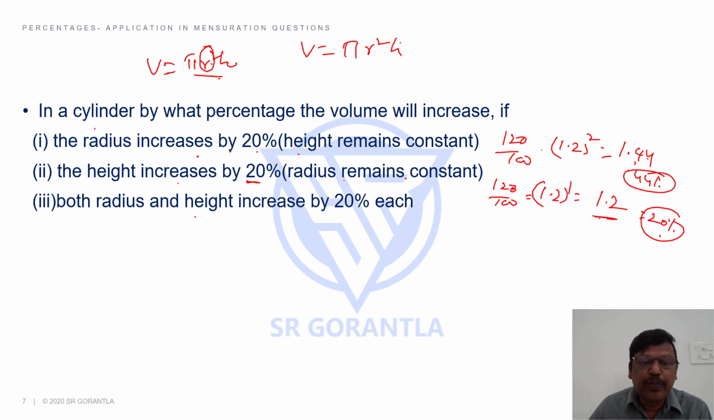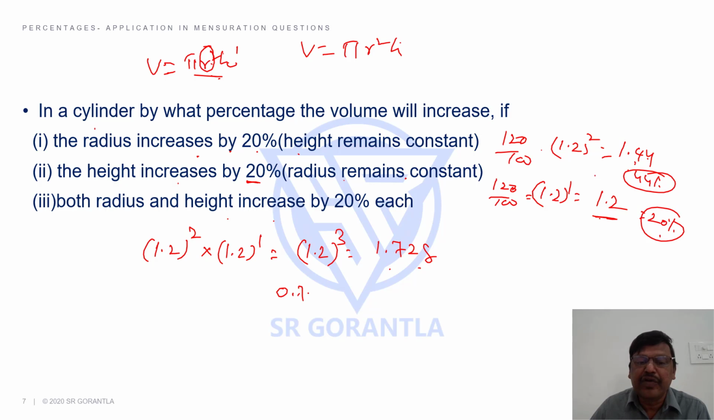And finally, if both radius and height increase by 20%, look at this. Radius increases by 20%, it is 1.2 times of the old radius. Power is 2, so 1.2 square. Height increases by 20%, it's 1.2, but power of height is only 1 here, so I'll write 1.2 whole power 1. It is 1.2 whole cube times, that is 1.728.